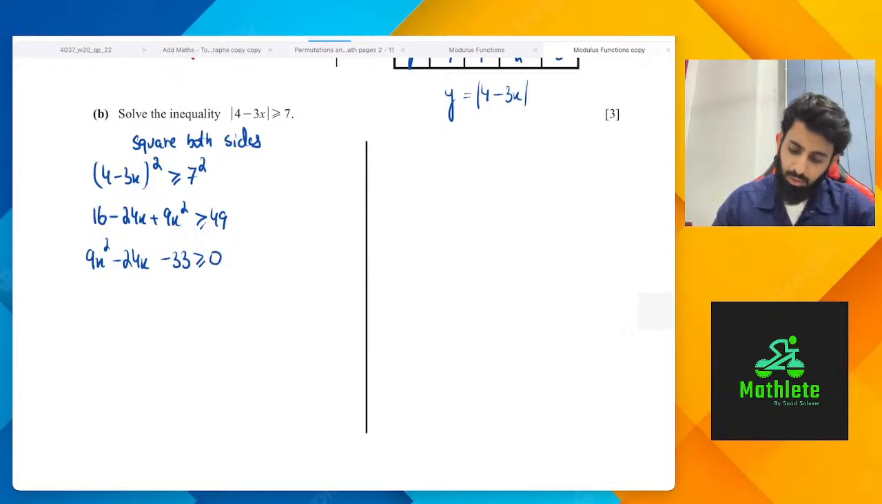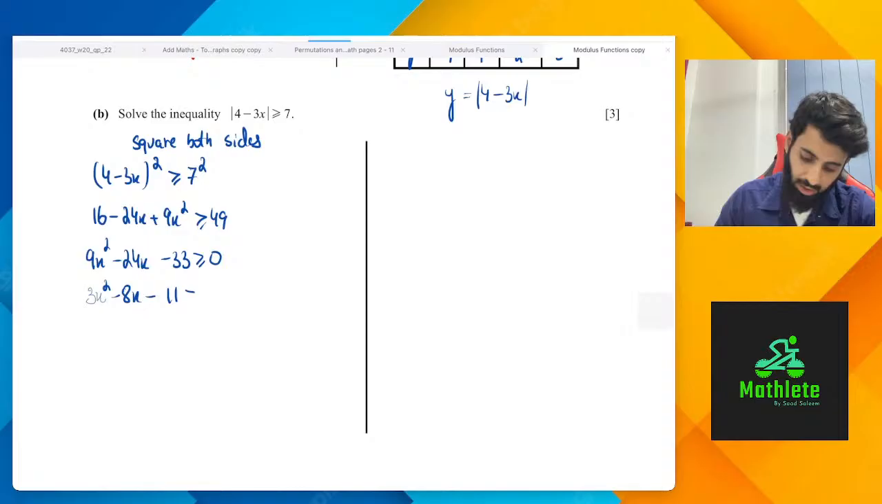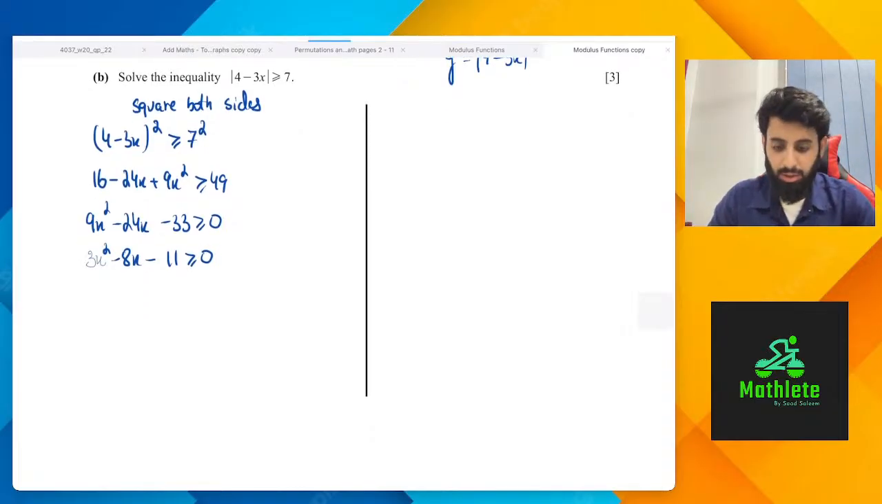Although in this, since the calculator is allowed, you can use the quadratic formula, and you can also basically use the feature of your calculator. Let's take 3 common. So you have 3x squared minus 8x minus 11 is greater than or equal to 0. I've just divided the whole equation by 3.